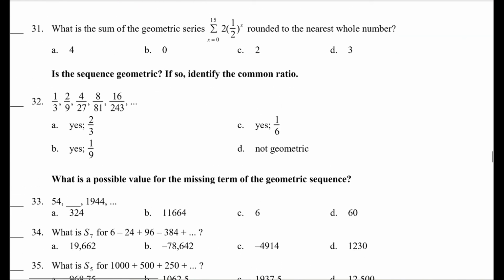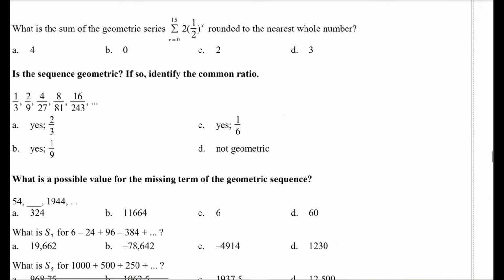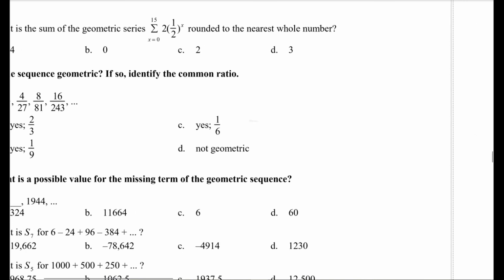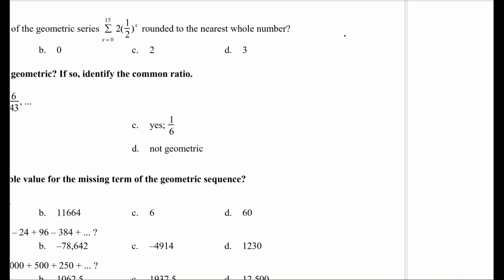Okay. All right, so now we're going to switch gears to geometric series and geometric sequences. So what is the sum of the geometric series rounded to the nearest whole number? All right, so remember that the geometric series looks like this. Oops, this should be to the x power. The general form for the geometric series kind of looks like this, where you start at 0 and you go all the way up to n, and then you have ar to the x power. Okay, so that's the general form of the geometric series.